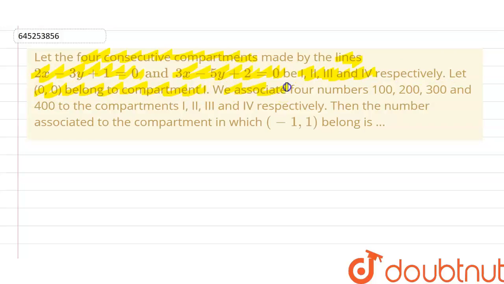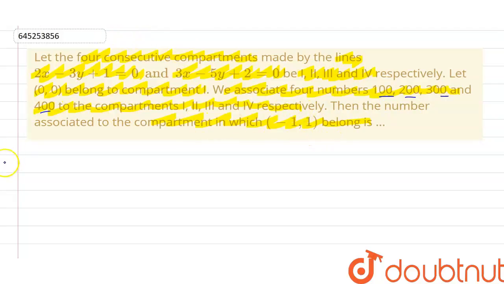Then 0, comma 0 belongs to which compartment number? We associate four numbers 100, 200, 300 and 400 to the compartments 1, 2, 3 and 4 respectively. Then the number associated to the compartment in which minus 1, comma 1 belongs is? So we have to guess the number among these four numbers, 100, 200, 300, 400, in which this point minus 1, comma 1 belongs.